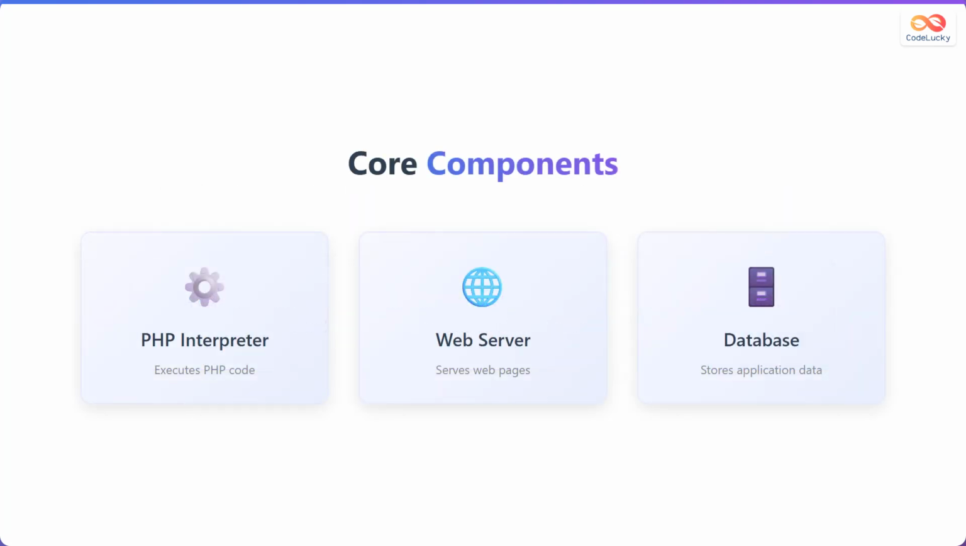There are three core components to a PHP development environment. First, the PHP interpreter. This executes PHP code. Second, a web server which serves web pages. And third, a database. This stores the application data.